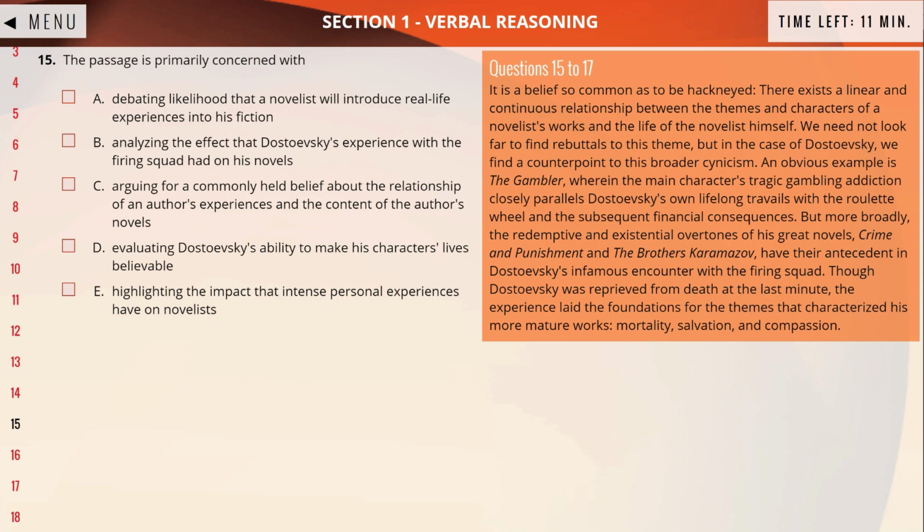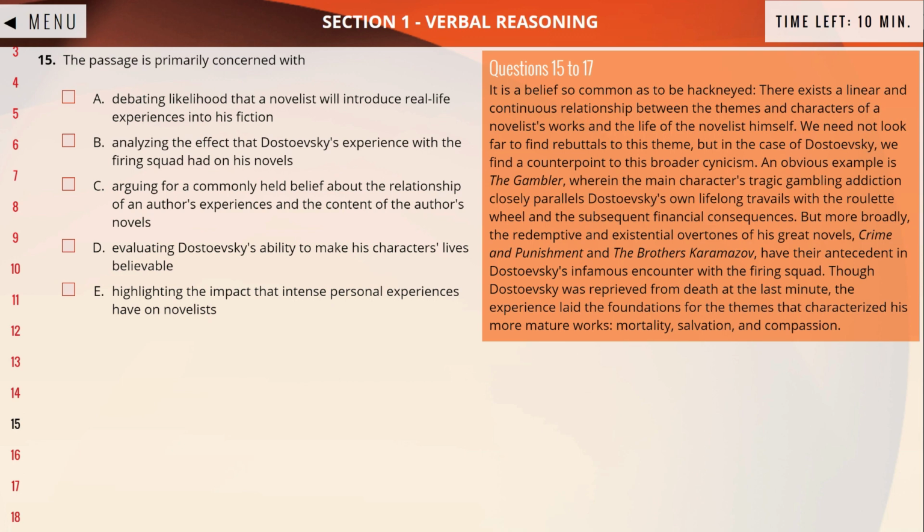Oh, so that's an example where it does link. So there are rebuttals to that theme, but then Dostoevsky is a rebuttal to the rebuttal. That's weird. Okay, closely parallels Dostoevsky's own lifelong travails. Anyway, that's an example of the novel being linked to the author. Makes sense. But more broadly, the redemptive and existential overtones of his great novels, Crime and Punishment, Brothers Karamazov, almost finished reading that, by the way, didn't finish it though, have their antecedent in Dostoevsky's infamous encounter with the firing squad. So it does again link to his own life.